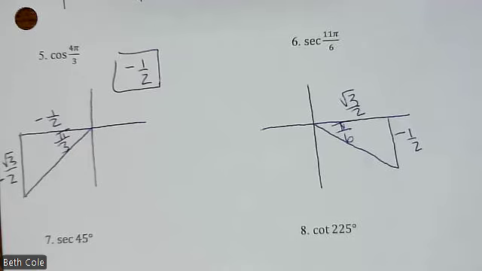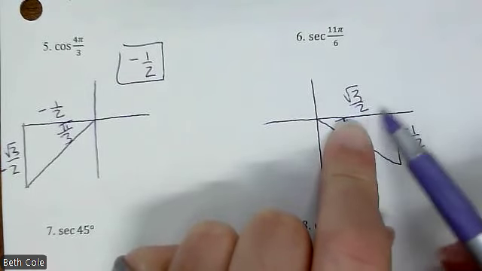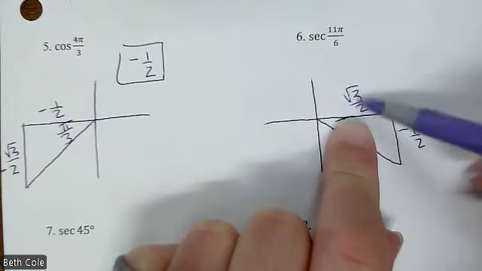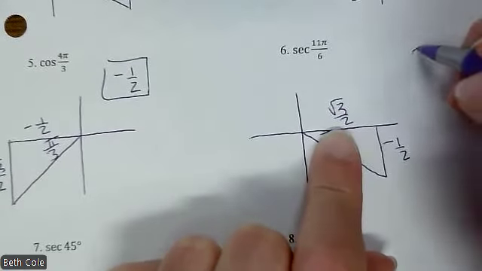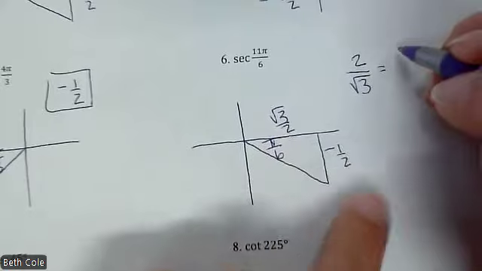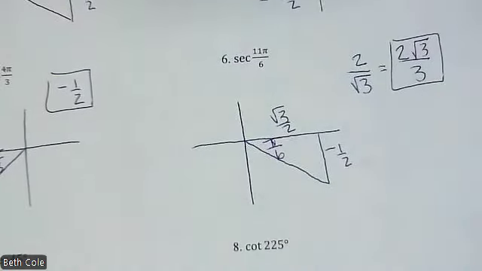Secant, it's behind me. Now up there it says 1 over x. Do not put 1 over square root of 3 over 2. It's going to look awful. Instead, just flip your x value. It will look like this. And then you rationalize. So 2 square root of 3 over 3. Do not put 1 over a fraction. It's going to look like a nightmare. Just flip it.